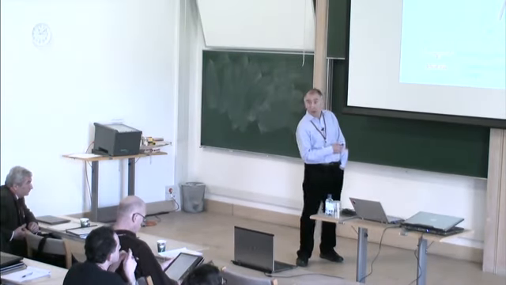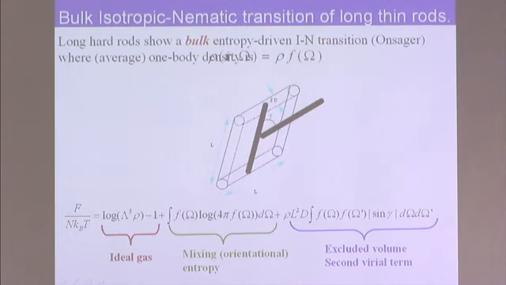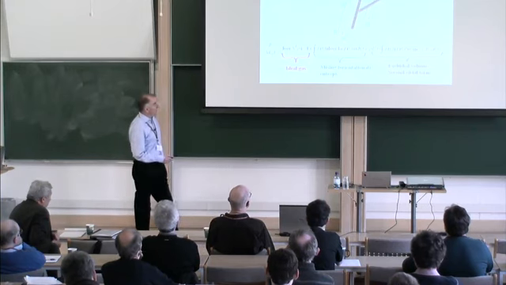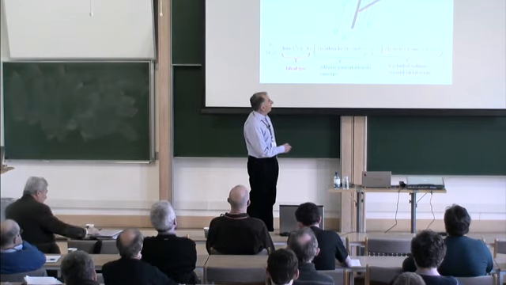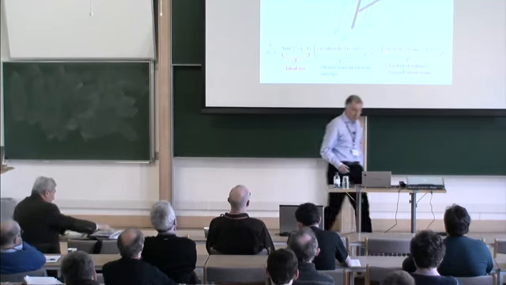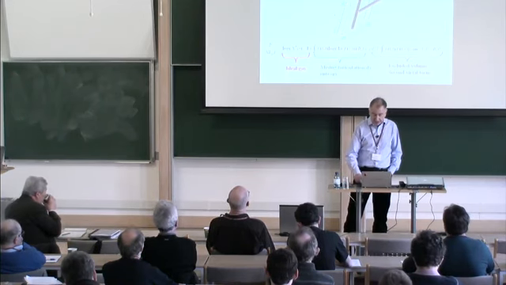F is the orientational distribution function. I think Dan also called that F of omega, maybe little omega for Dan. And this is the excluded volume term, and it works up to second virial level. So it involves an integral over orientation of the product of these two orientational distribution functions, and gamma is the angle between the rods.